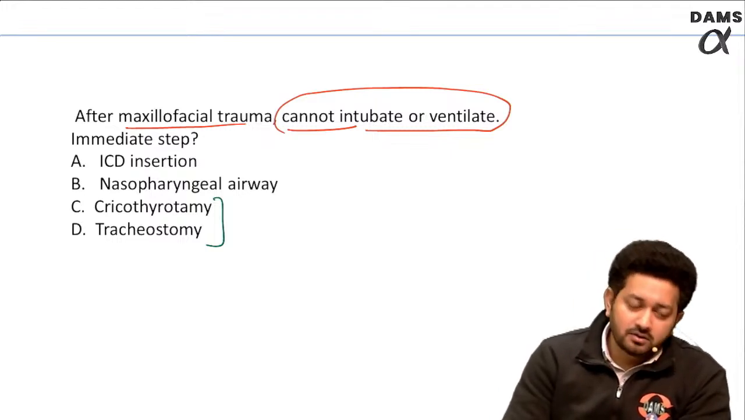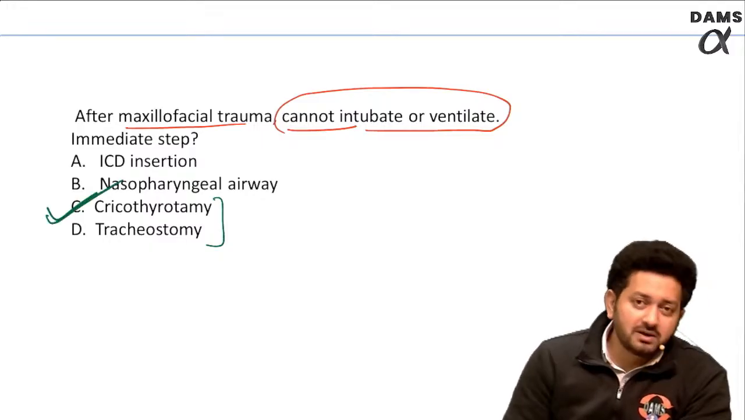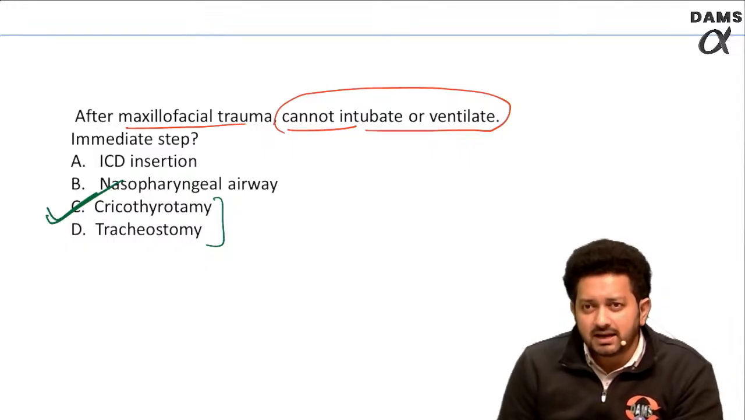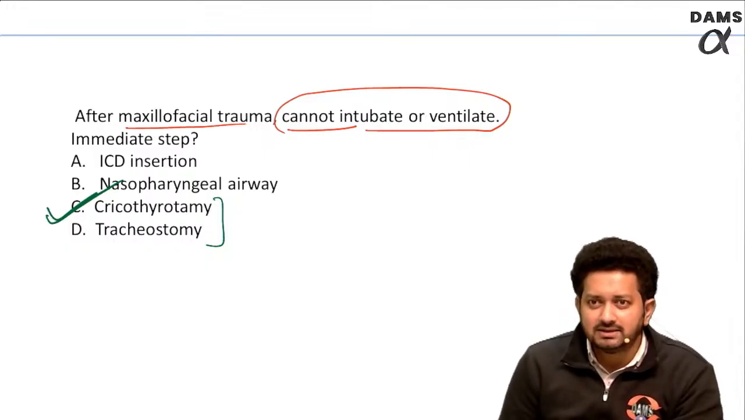So among cricothyroidotomy and tracheostomy, cricothyroidotomy is the better option because this can be done earliest. I mean, you can do this in seconds. Okay, you will do this in seconds.